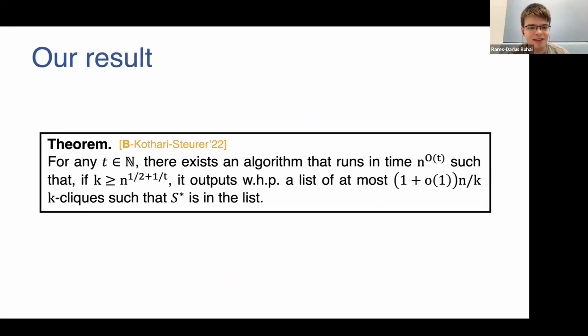And yeah, in theorem form, it just says the same. For any t, there is an algorithm that runs in time n to the O(t), and for k larger than n to the 1/2 plus 1 over t, we output a list. So the list size is (1 plus little o of 1) times n over k. So it's almost exactly n over k. And it's a list of k-cliques such that the true clique is part of it.